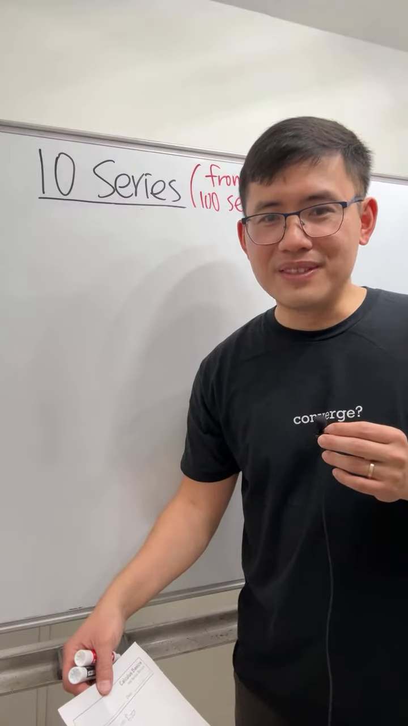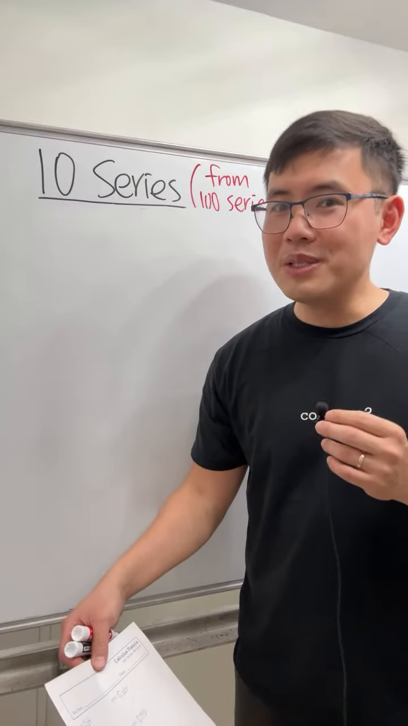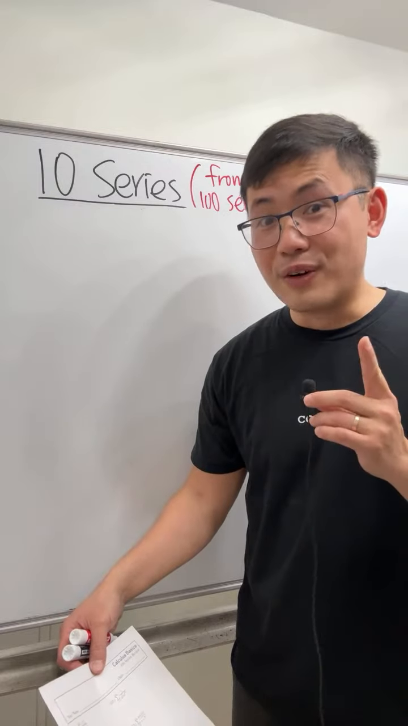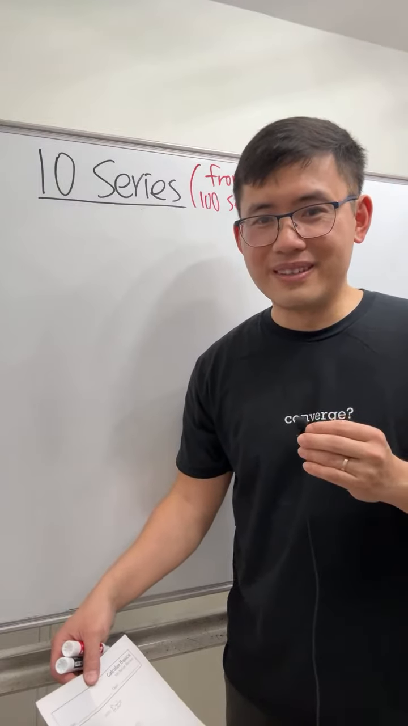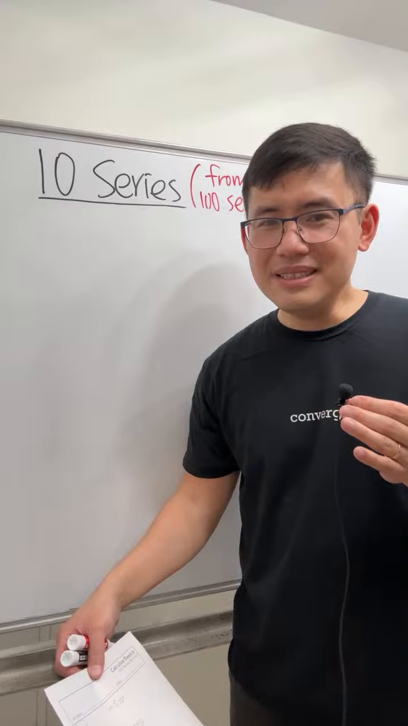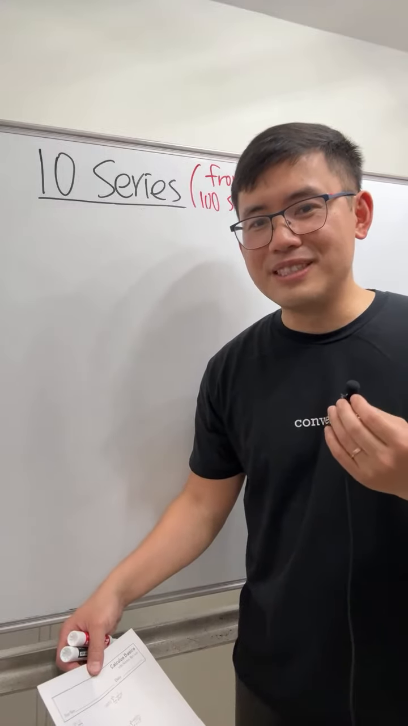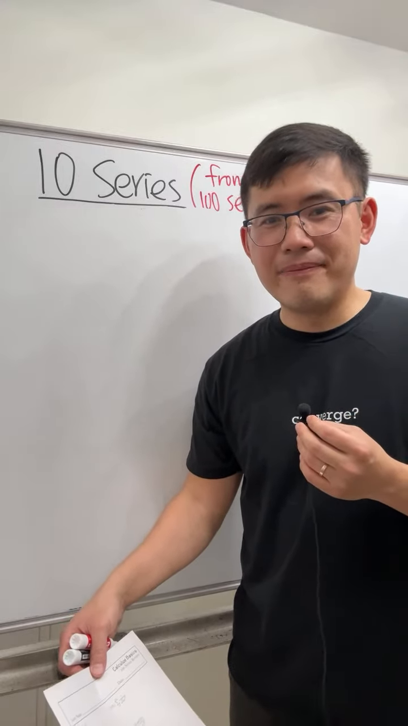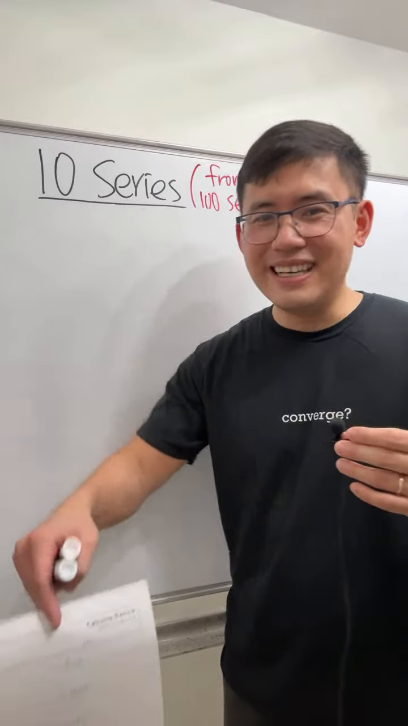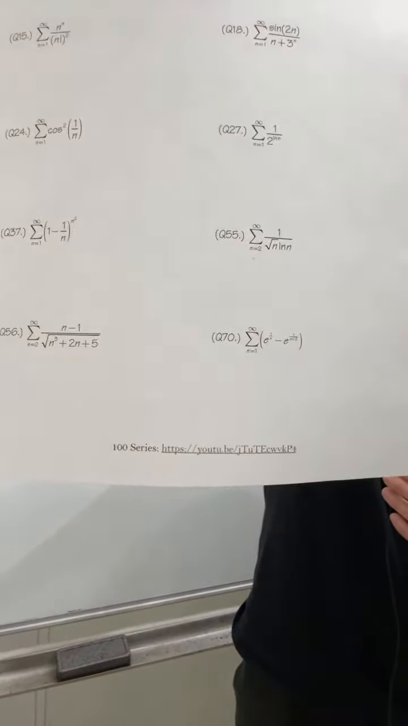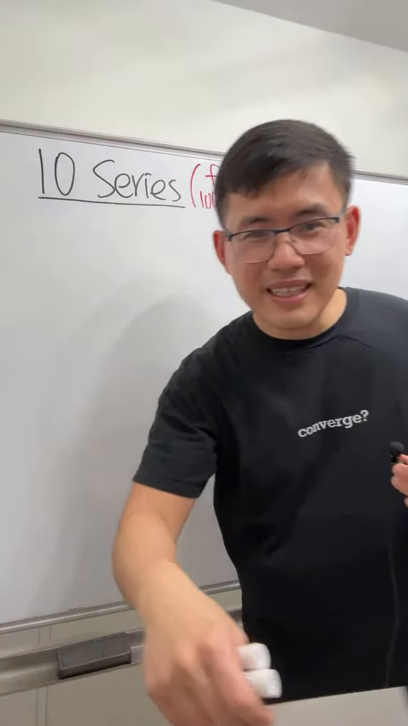Not derivatives. The first one is alternating series already. The first question was alternating, so no. E to the n, that's kind of like geometric. What kind of series? Telescoping, yes, you can take a look right here. You are correct.